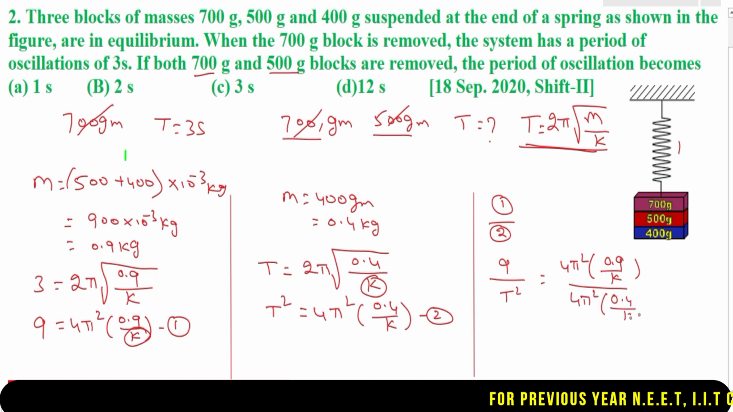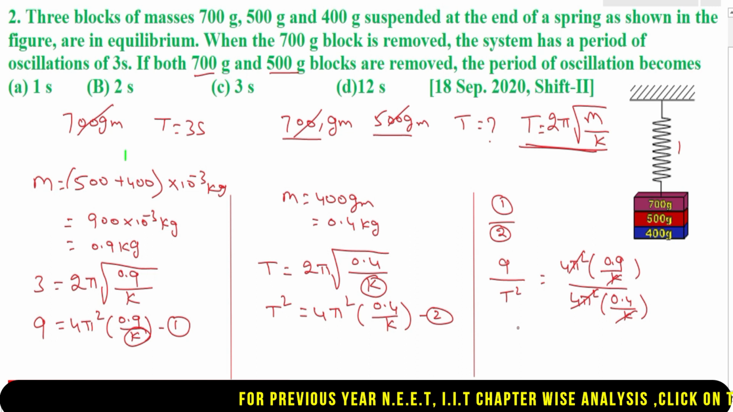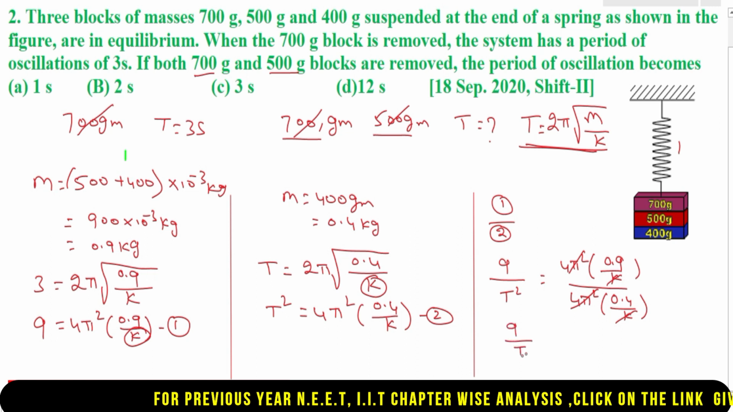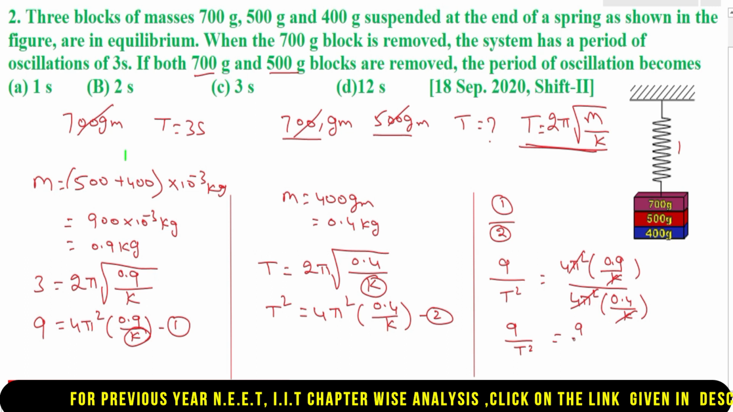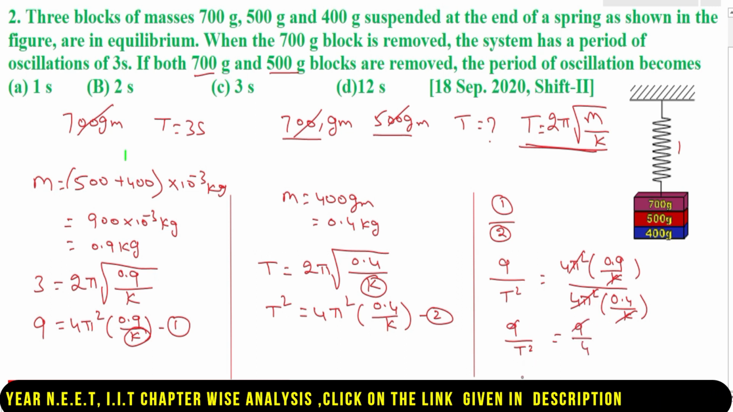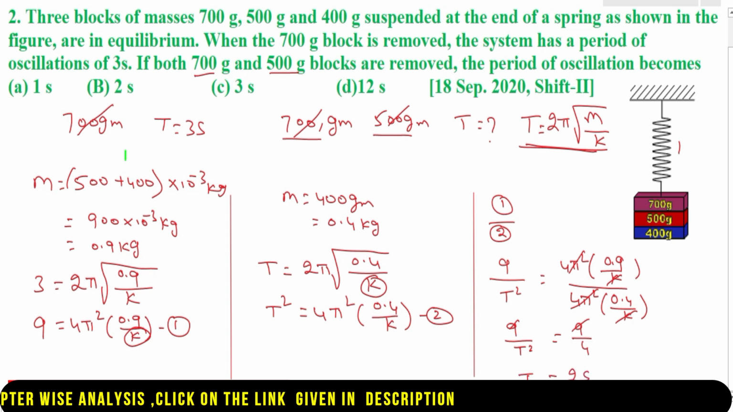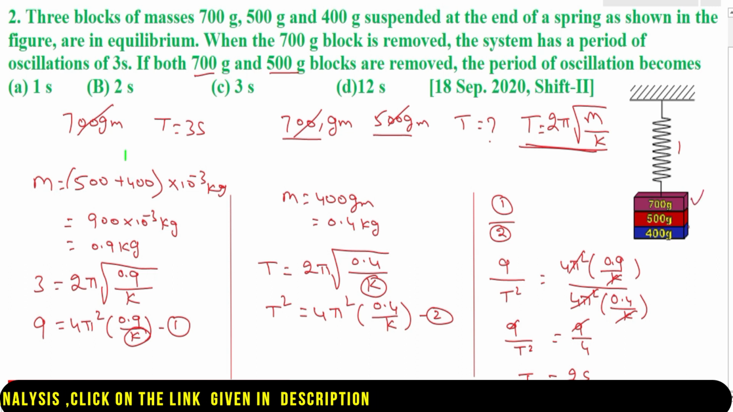Now what will happen? 4 pi square will get cancelled. k will get cancelled. Then what will I get? 9 by T square is equal to 9 by 4. This 9 will get cancelled, that is, T is equal to 2 seconds. So when I remove 700 gram and 500 gram, this spring mass system will oscillate with a time period of 2 seconds. Now let us go to our next sum.